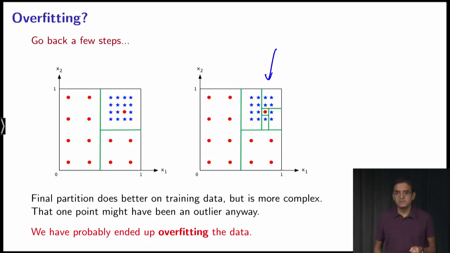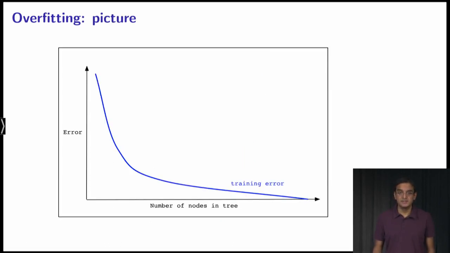So let's talk about what that means concretely in the context of decision trees. As you grow the decision tree, you can drive the training error down to 0. If necessary, you can have each point in its own leaf, in its own cell. On the x-axis over here, I'm showing the process of growing the tree. The number of nodes in the tree is getting larger and larger. And as we grow the tree, the training error goes down.